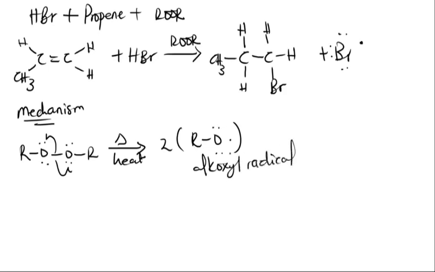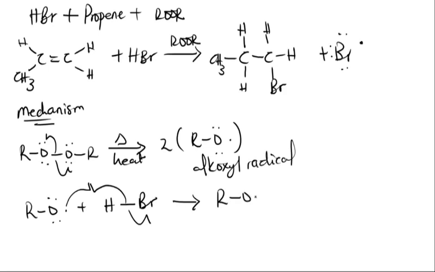Now once the alkoxy radicals have been produced, one of them reacts with what? Hydrogen bromide. So one of these will form a bond with the hydrogen using 1 electron, breaking the other electron onto the bromine. So we have this produced, plus the bromine radical. This is the electron that is obtained from the cleavage of this bond.